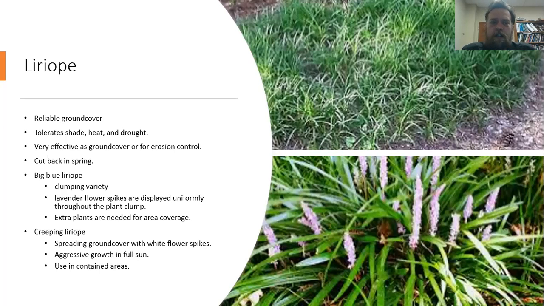And of course, liriope, also not a true grass, but probably one of the more popular grass-like plants that we grow in the landscape. A very good, reliable ground cover. Has some really interesting, pretty flowers.